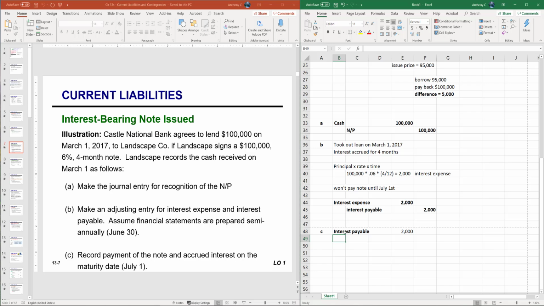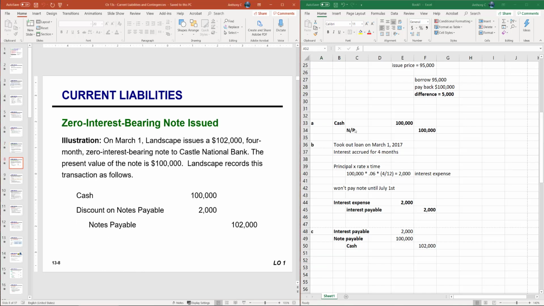We're also going to pay off the note. So we'll debit note payable. Right. The face value here is $100,000. So we'll make a debit for $100,000 to pay off the note. And then since we're paying off both the note and the accrued interest, we'll make a credit to cash for the sum of 102.